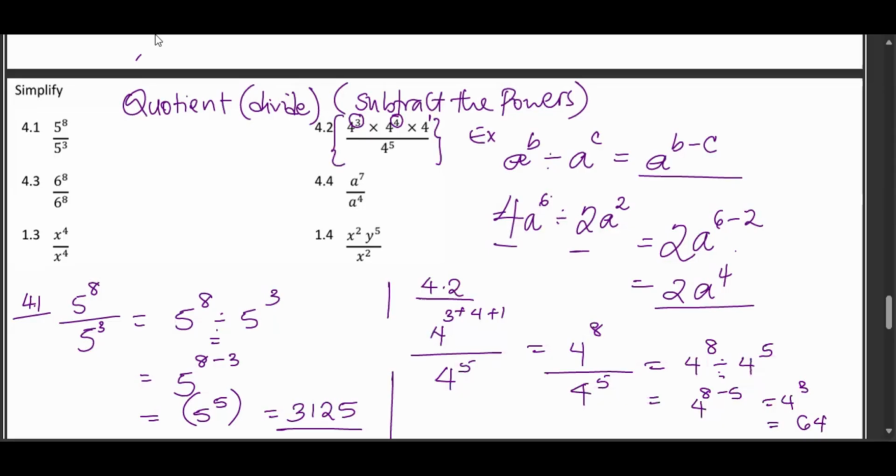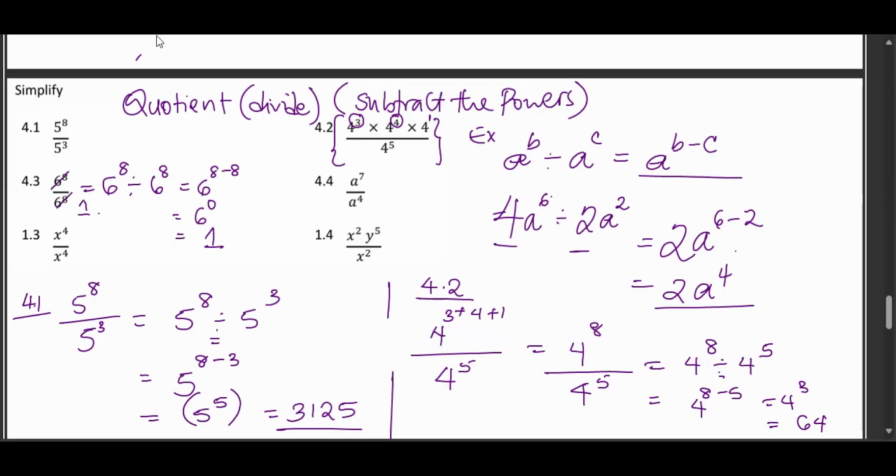We look at 4.3. This is the same as 6 to the power 8 divided by 6 to the power 8. This one will give you 1. Why? It's 6 to the power 8 minus 8, which gives you 6 to the power 0, and any number to the power 0 has the answer 1. Even by mere looking, since these are the same, they cross out, and the answer becomes 1.